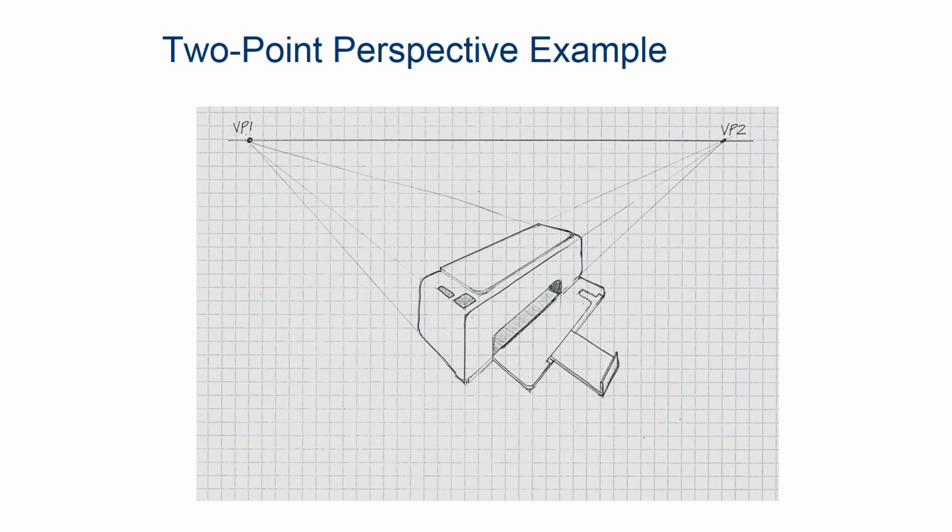So here's another example. It looks like a printer, and you'll notice that it has the two vanishing points going to either side. So here's your vanishing point 1, here's your vanishing point number 2, and you'll notice that all the lines in that go to, except for the vertical ones, go to one of those 2 points. And that's why it's called a two-point perspective.